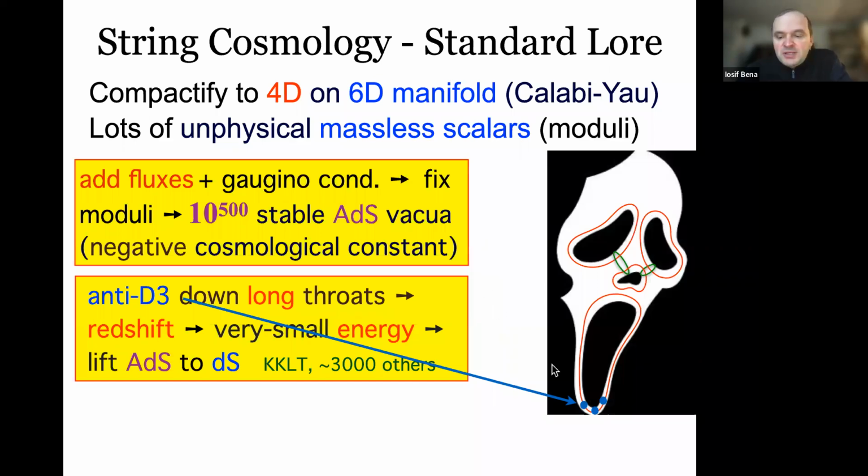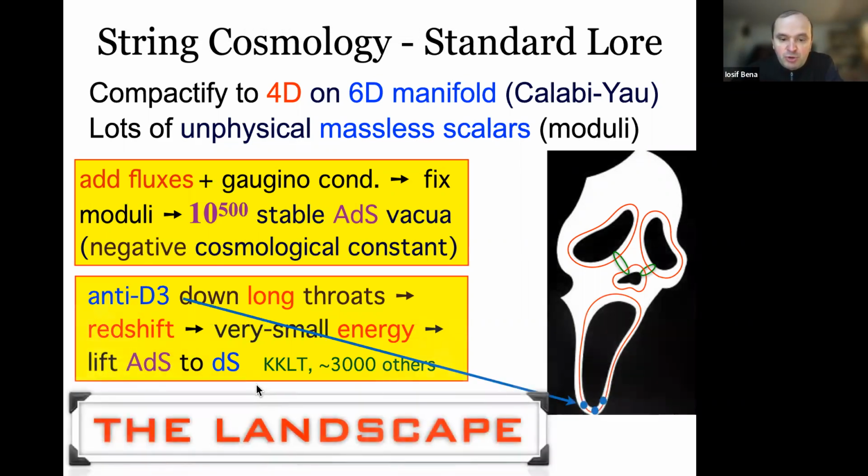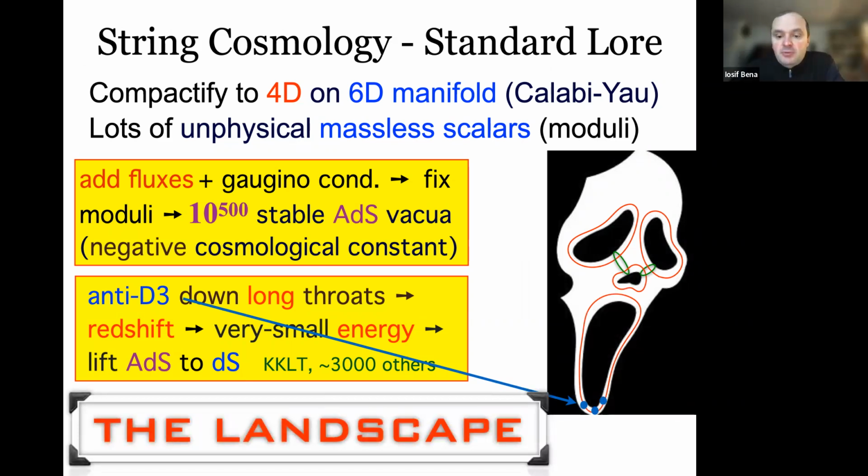In the last step, you basically come in and add some anti-D3 branes down some long throat. This long throat is redshifting the anti-D3 branes, and their effect, which normally is very large, can be fine-tuned to be very, very small, and you uplift the anti-de Sitter to de Sitter. This three-step scenario was proposed by KKLT, and I think there are 3,000 other papers which have cited this work. This is called the landscape. This is how you get a huge landscape of vacua in string theory, which are all de Sitter and have stabilized moduli.